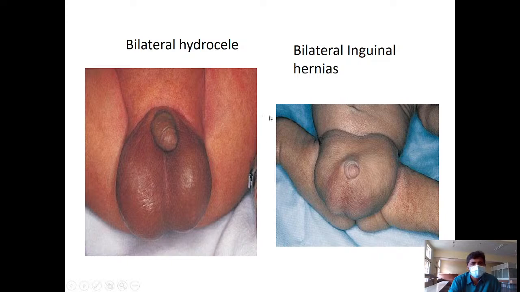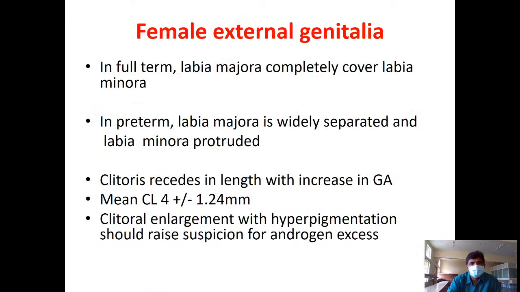So you need to do transillumination tests. Usually the transillumination test will be positive in hydrocele. Here the baby is having a bilateral direct and indirect inguinal hernia. Yes. And then the second aspect is female external genitalia.